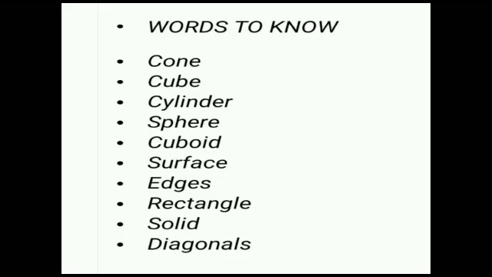Let us know the words. First one is cone. C-O-N-E, cone. Cube. C-U-B-E, cube. Cylinder. C-Y-L-I-N-D-E-R, cylinder. Sphere. S-P-H-E-R-E, sphere. Cuboid. C-U-B-O-I-D, cuboid. Surface. S-U-R-F-A-C-E, surface. Edges. E-D-G-E-S, edges.